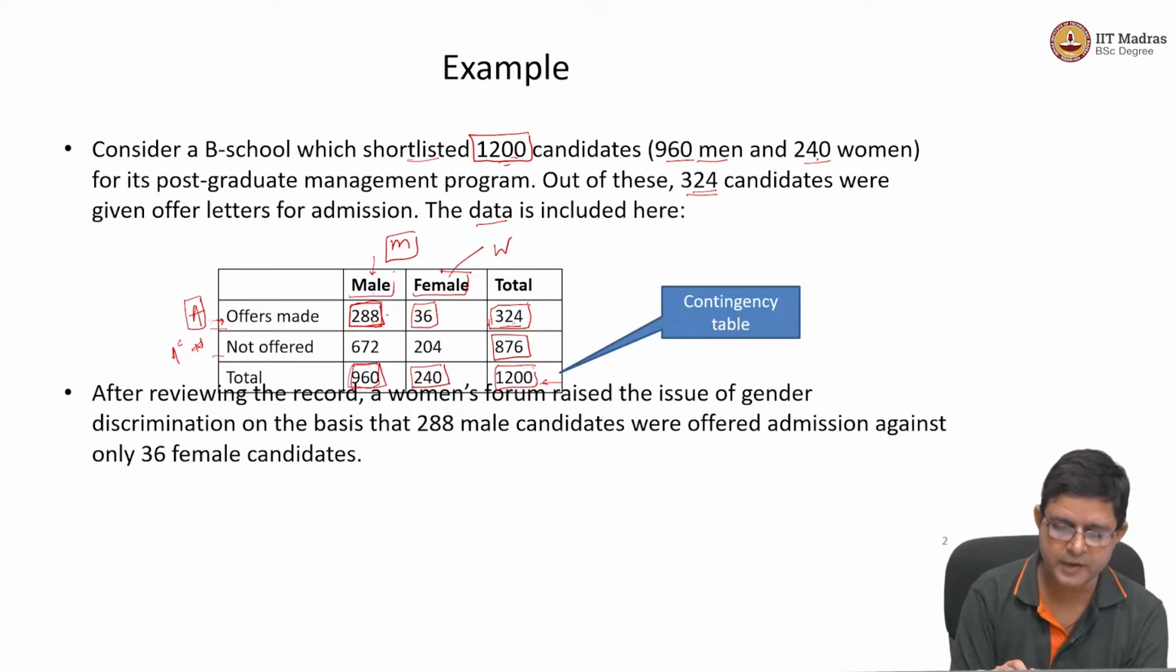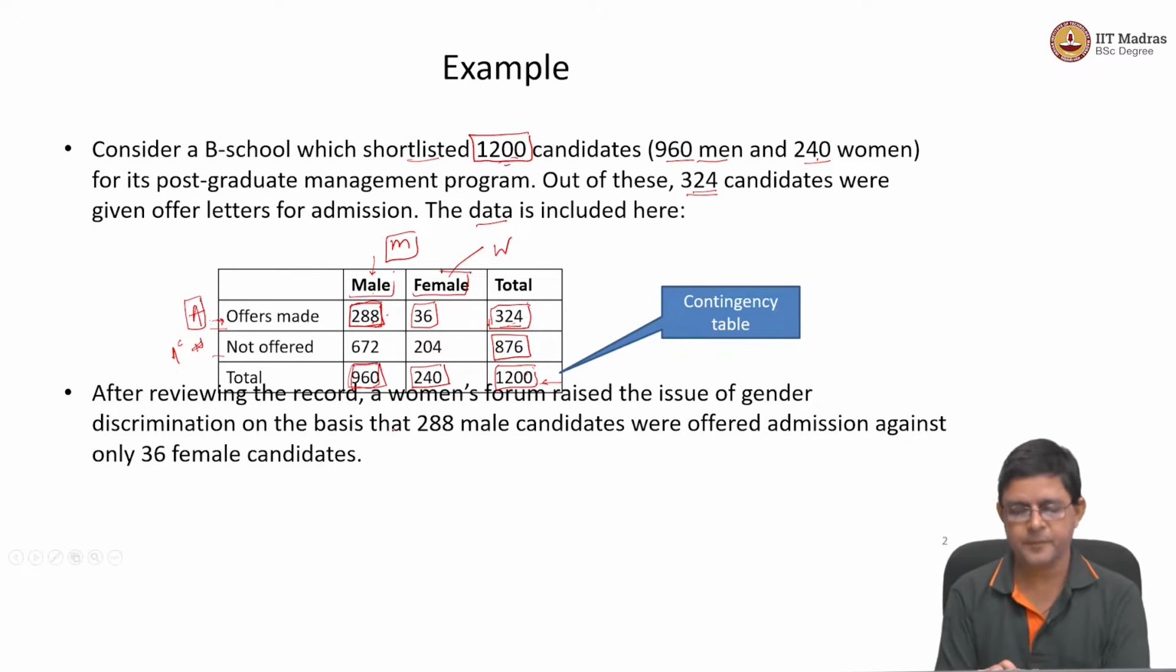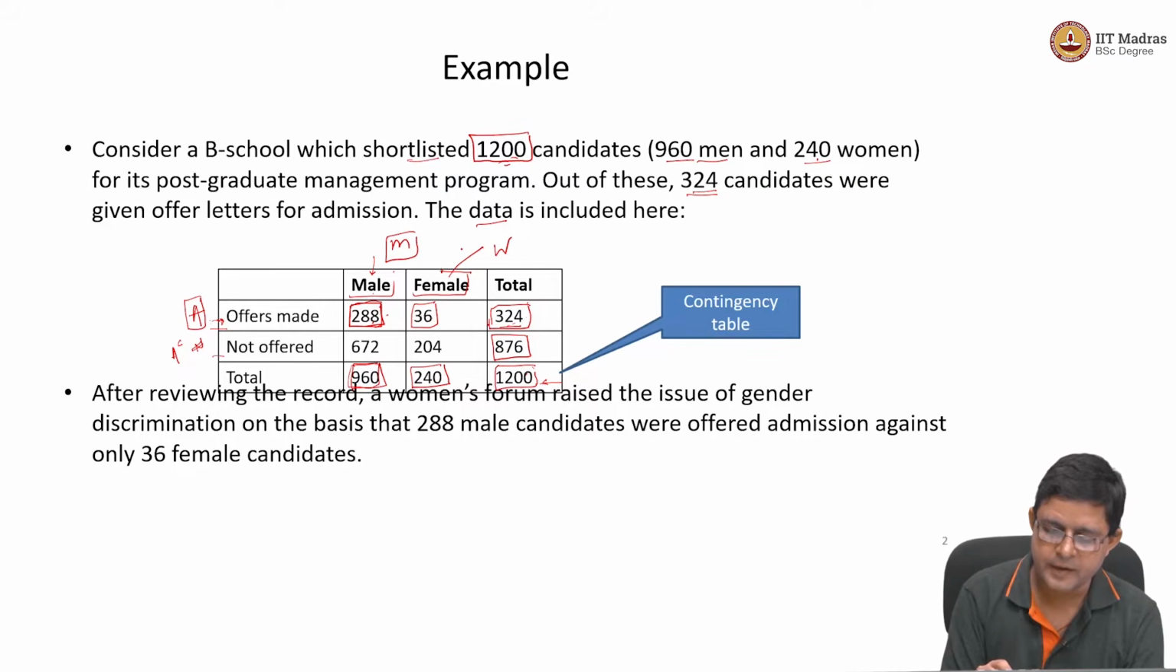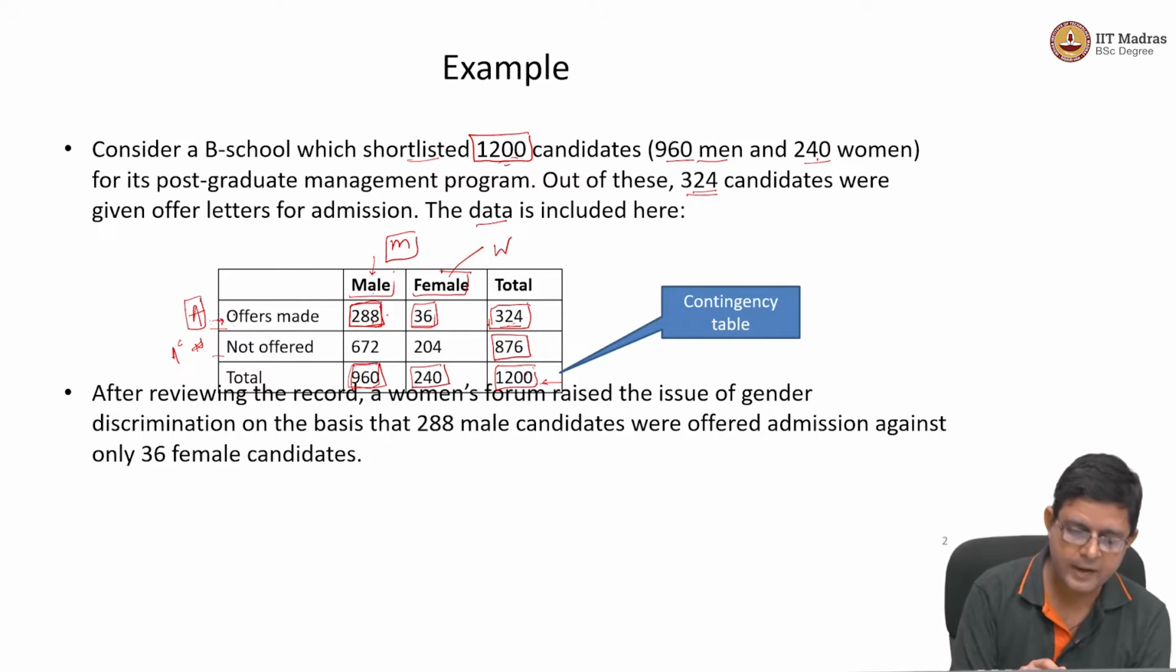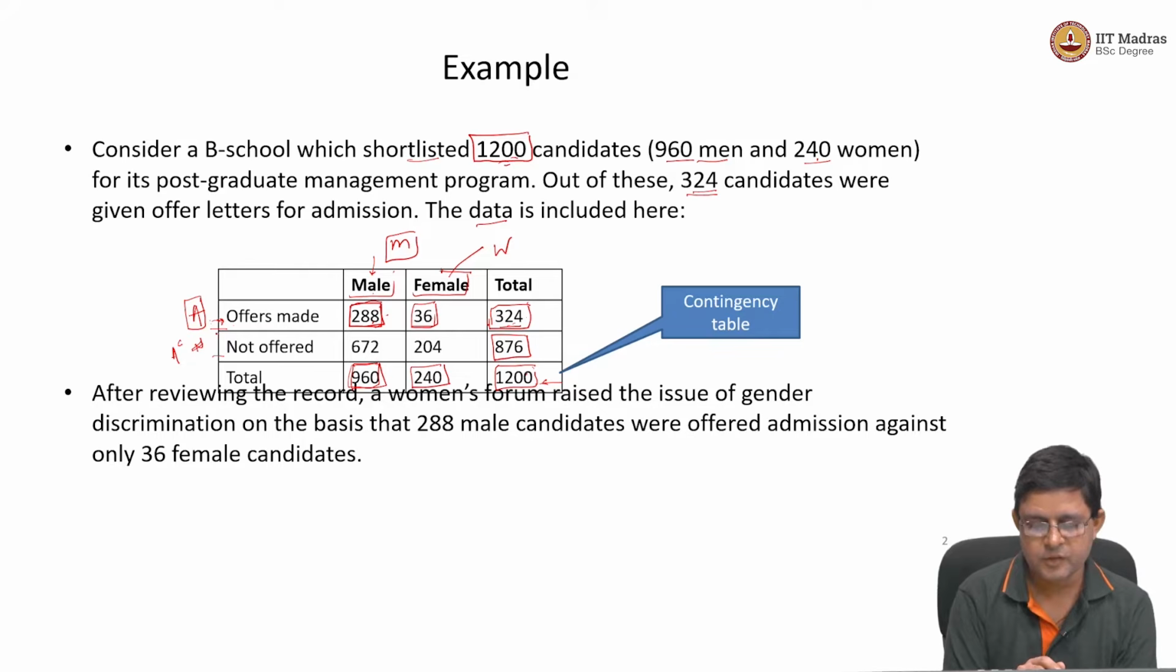It is going to be 288 divided by 1200. Similarly, the joint event of the candidate being a female candidate and the candidate being offered admission has frequency 36. There are 36 candidates who are female and have been offered admission. So, what is the probability of these two events happening together? That will be 36 divided by 1200.